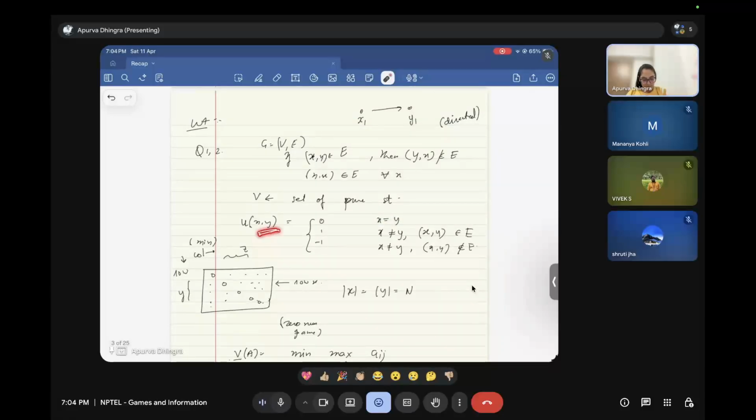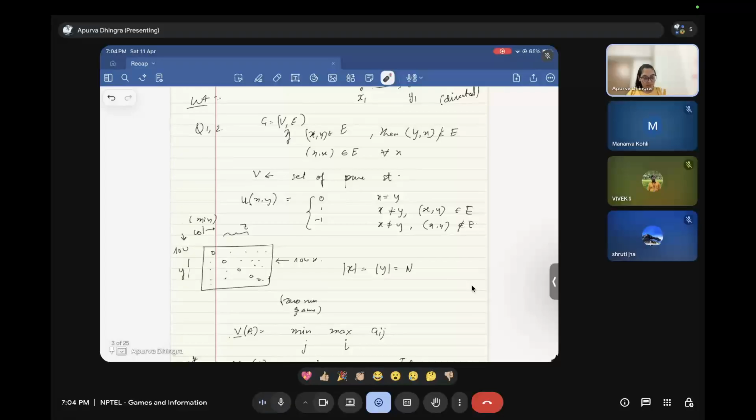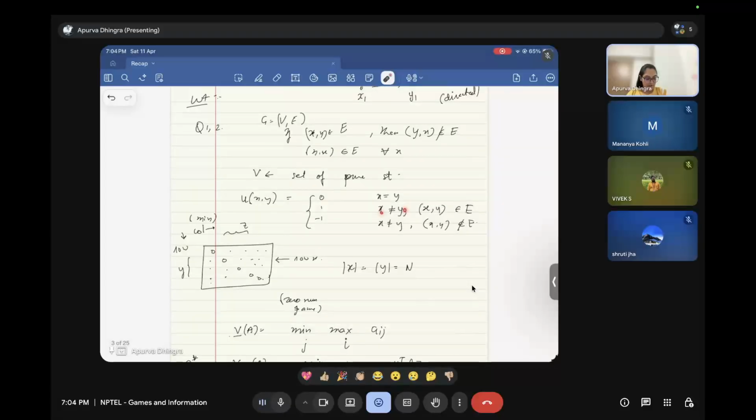Then they define the full utility matrix. The utility matrix says that if x and y are equal, as in it's the same one, they are allowing an edge on the graph itself. Self looping is allowed, that's what this means. For that, the utility is 0. But for the situation where x and y are not equal and there is an edge, then the utility is 1. On the other hand, if xy doesn't have an edge between them, then the utility is -1.